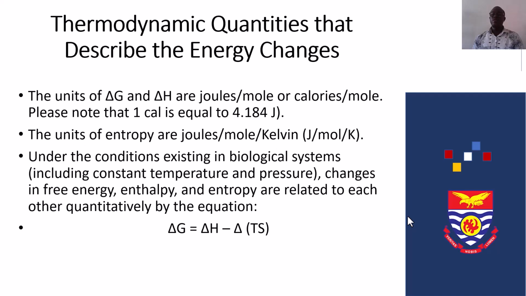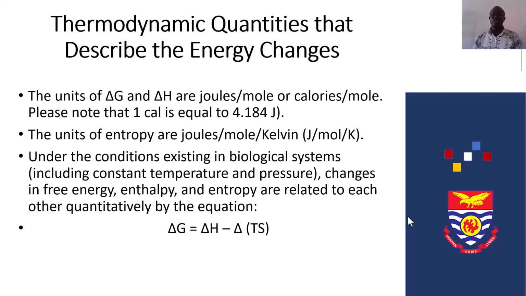The units of change in Gibbs free energy and enthalpy are joules per mole or calories per mole. Please note that 1 calorie is equal to 4.184 joules. The units of entropy are joules per mole per Kelvin.